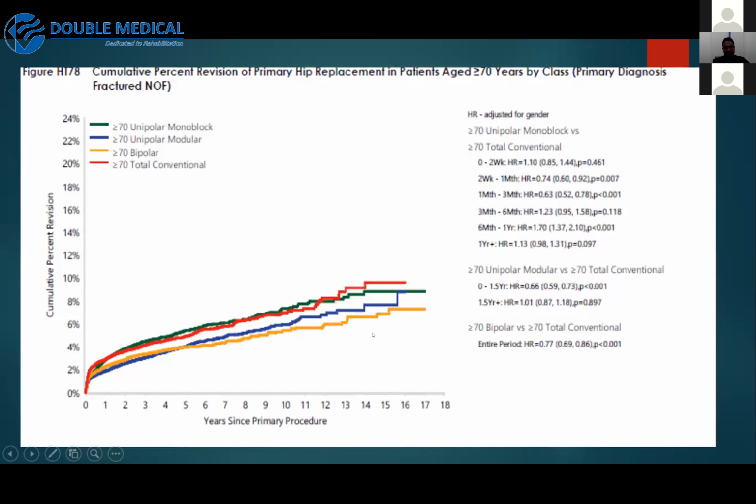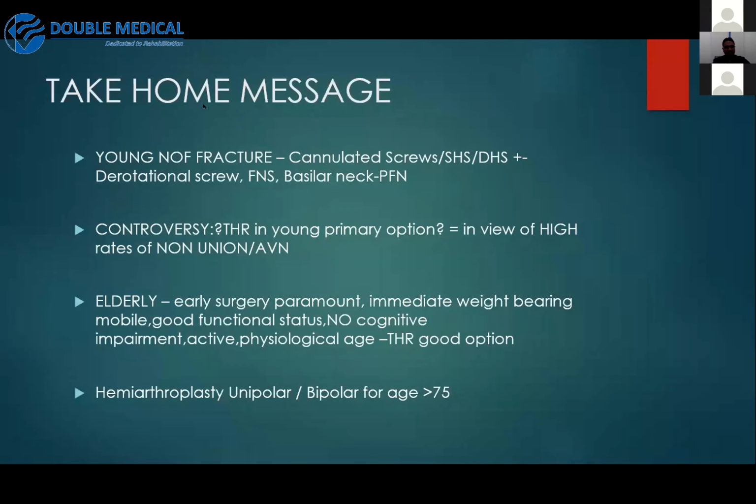So the take-home message from today's presentation is, in young neck of femur fracture, cannulated screws, sliding hip screw or DHS plus or minus derotational screw, femoral neck system, or for basicervical neck, APFN is an option. The controversy is, should we be thinking of THR in the young patient as a primary option? As we know from the studies, it shows a high risk of rates of non-union and AVN despite all the good fixation techniques. And so this is a controversy.